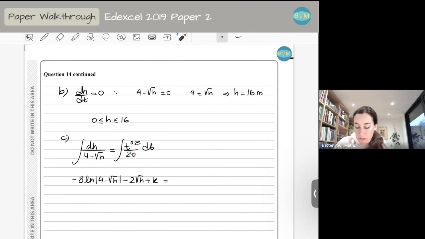I can get the 20 outside, and when I integrate, it's a polynomial. It's the same as having t squared. We increase the exponent by 1, and we divide by the new exponent. So we have t^(1+0.25), which is t^1.25, divided by 1.25, and the 20. And I could add plus k, but I already have the constant of integration here. So it doesn't matter. It's just a number. So this is the relation between h and t.